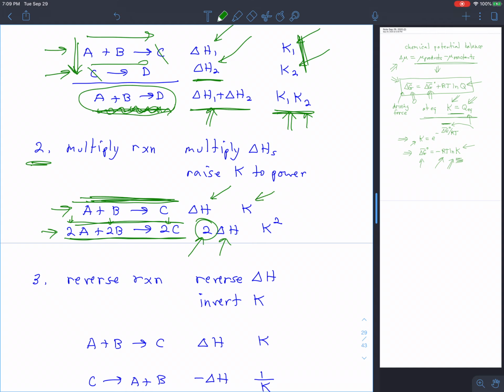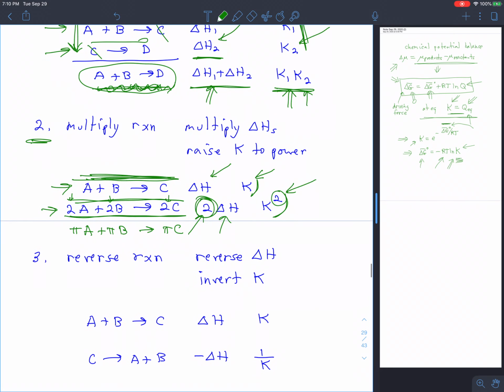On the other hand, for equilibrium constants, instead of multiplying the equilibrium constant by 2, you square the equilibrium constant. Instead of a multiplier, you get a power for the equilibrium constant. So if we multiplied by, let's say, pi here, pi A plus pi B goes to pi C. So pi, of course, is not an integer, not even a rational number, not even an irrational number. It's a transcendental number. It doesn't matter how complicated the number is. Then you would get that the equilibrium constant for this new reaction is K to the pi power. It doesn't matter what the power is. Whatever you multiply by, that's the power that you raise K to in order to get the new equilibrium constant.